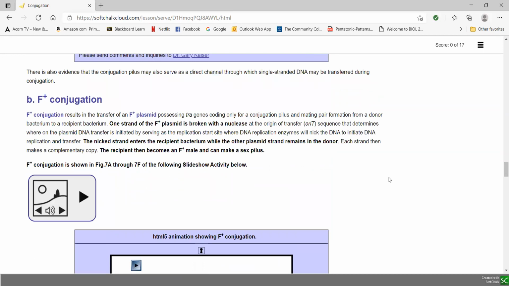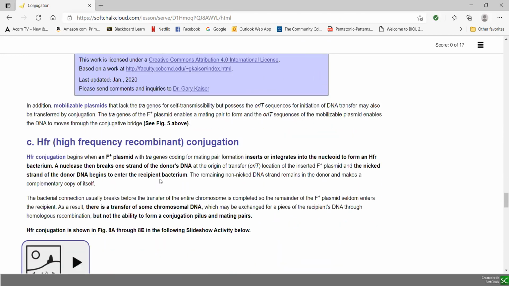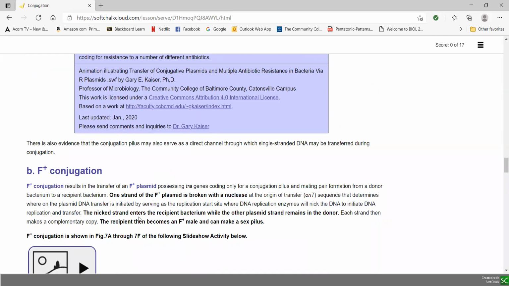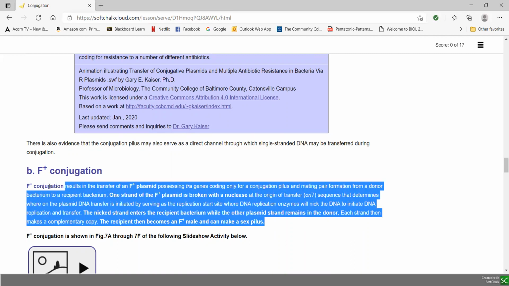And then parts B and C of Objective 5. Remember, they didn't have an asterisk beside them, F plus conjugation and HFR conjugation. So again, we just need to know a general description. So there's our general description of F plus conjugation. And in this case, the only thing that's transferred is an F plus plasmid, which codes only for the ability to form a mating pair, nothing else.